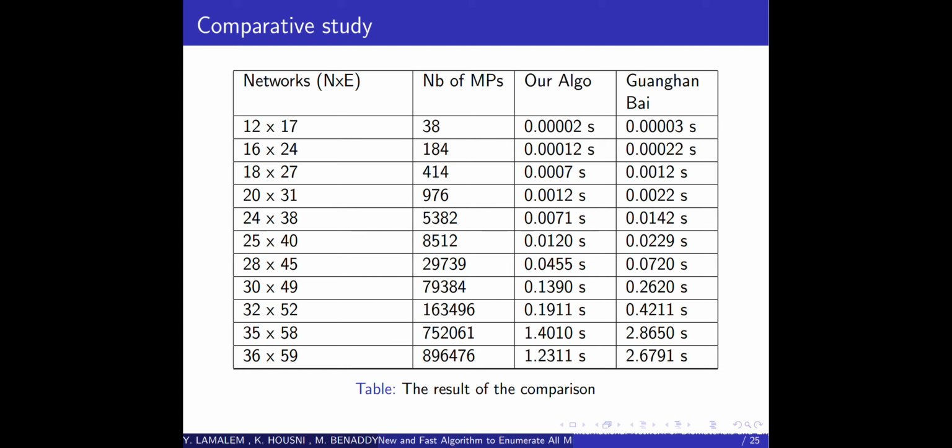As you can see here, our algorithm is two times faster than the Gang-Bay algorithm because our algorithm starts from the source node S and the sink node T at the same time, but the Gang-Bay algorithm only starts from the source node.